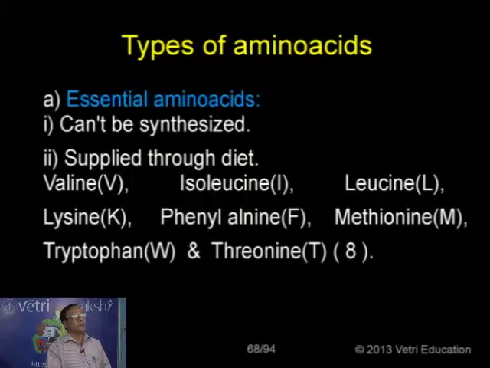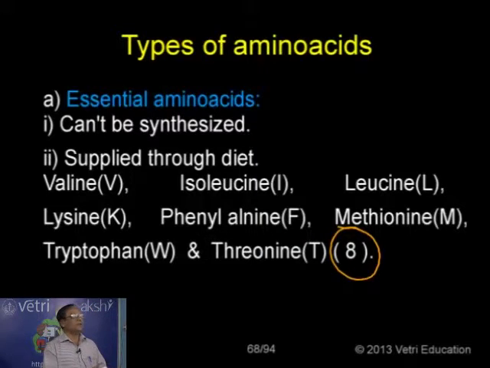So what do we mean by essential amino acids? Those amino acids which we cannot synthesize are called essential amino acids. Those amino acids which cannot be synthesized by the body are called essential amino acids. For that, they should be added to the diet. Altogether, out of the 20 different amino acids found in protein, 8 are considered essential amino acids. They cannot be prepared by the body, so they must be supplied through the diet.